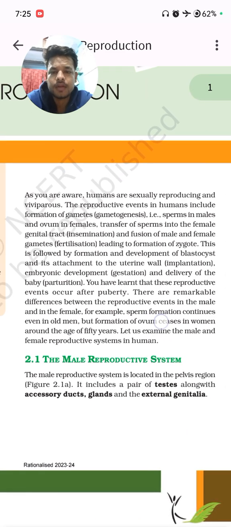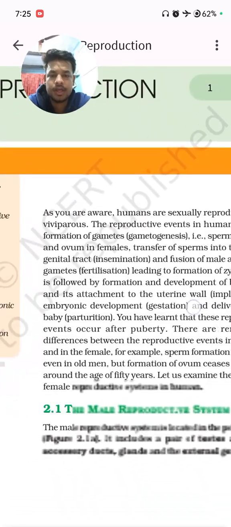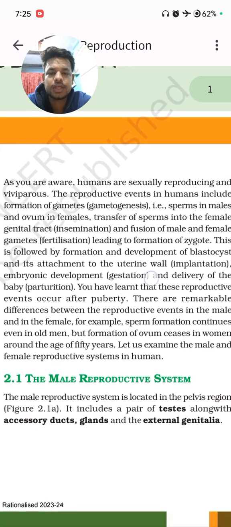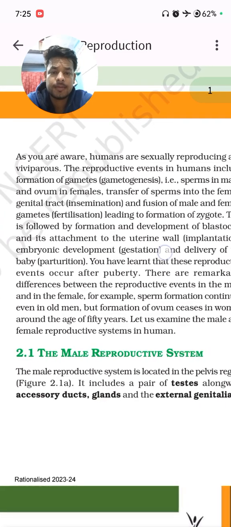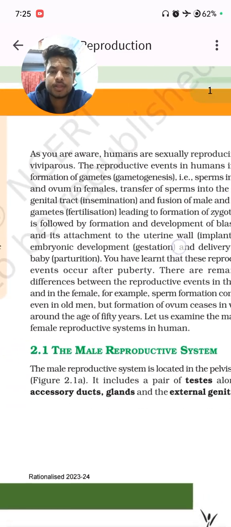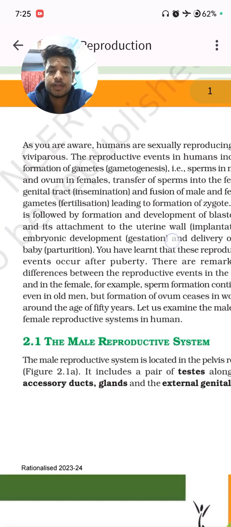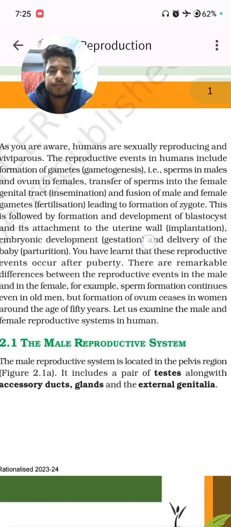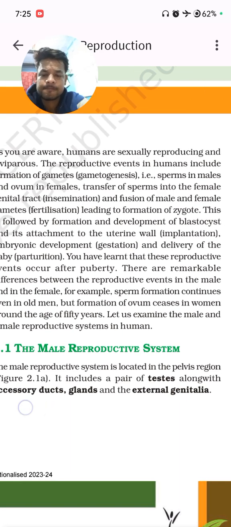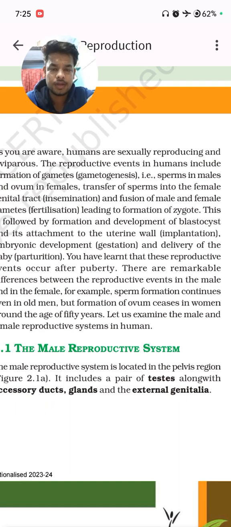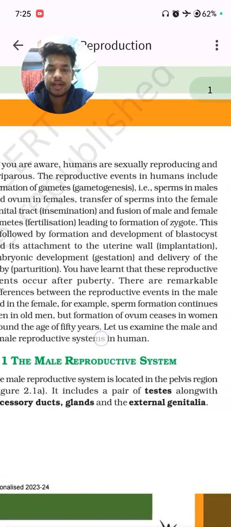As you are aware, human reproduction is sexual, and humans are viviparous. The reproductive events in humans include formation of gametes, gametogenesis, i.e. sperms in males and ovum in females, transfer of sperm into the female genital tract, insemination, and fusion of male and female gametes, fertilization.